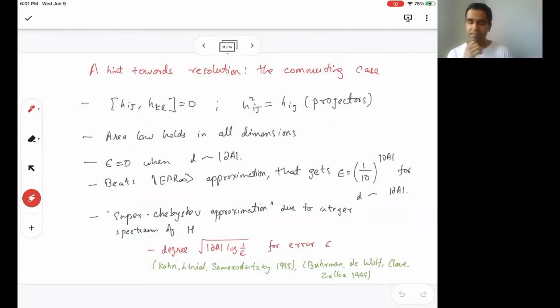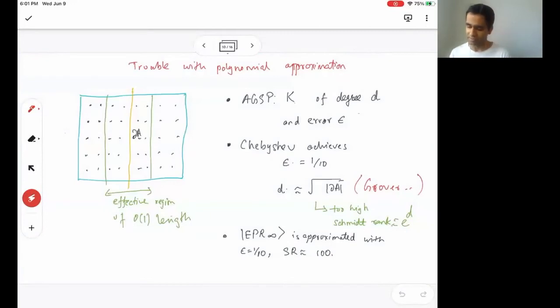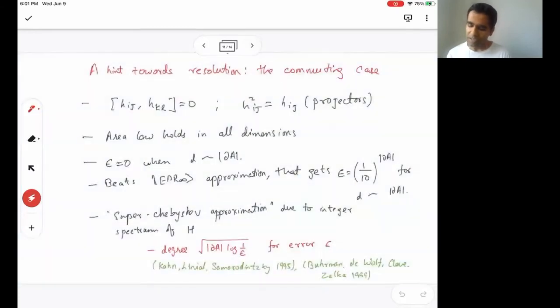So the way one can try to get around this, and this is the first main observation that we have, is that this objection I shared here, that the Chebyshev polynomial has too high a Schmidt rank given a constant error, is fair, but it should also apply to trying to prove an area law for commuting Hamiltonians. Commuting Hamiltonians basically arise when each of the terms commute. One can also assume that these Hamiltonian terms are projectors, but that's not super necessary here. It turns out that for commuting Hamiltonians, the area law holds in all dimensions, including 2D.